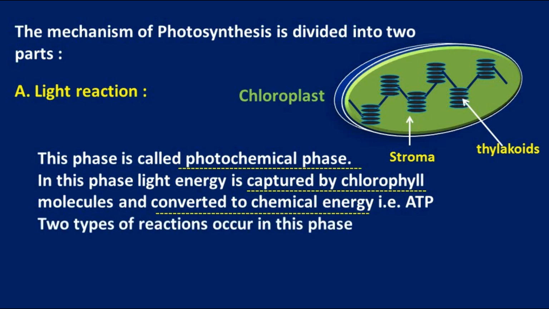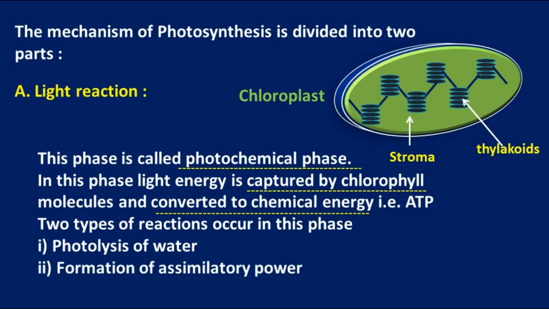Two types of reactions occur in this phase. First, photolysis of water. In this process, water molecules break down into hydrogen and oxygen. Another step is the formation of assimilatory power. In the formation of assimilatory power, energy is converted into ATP and this energy is finally utilized for the formation of carbohydrates. So this energy formation and photolysis of water take place during the light reaction. This is the first phase.